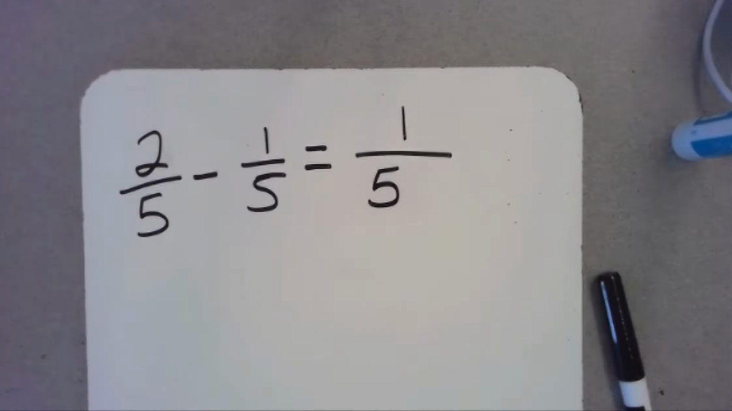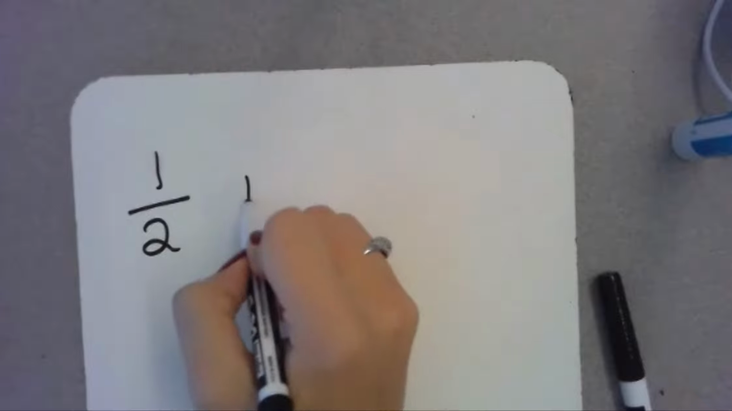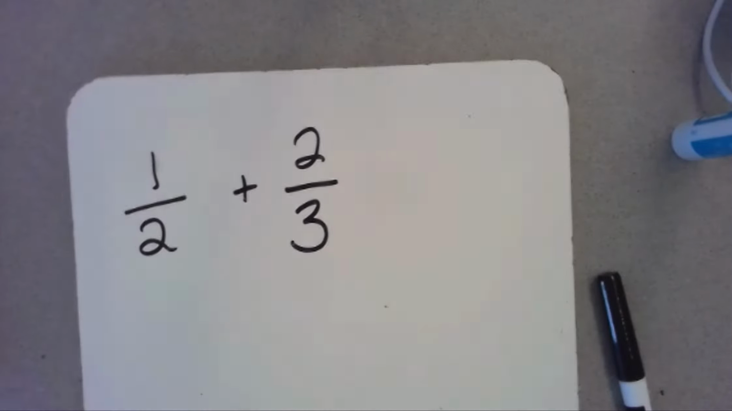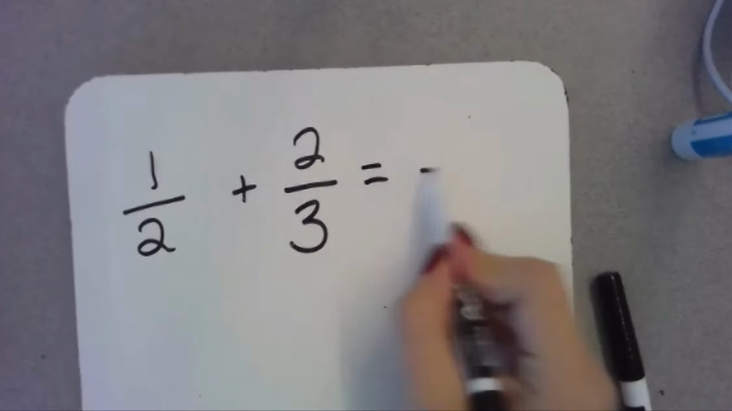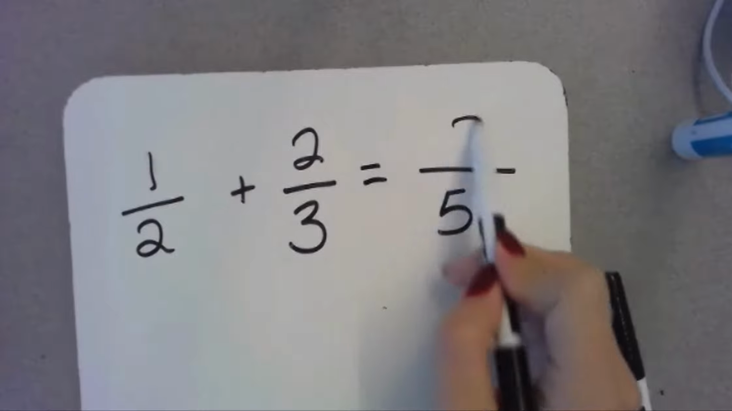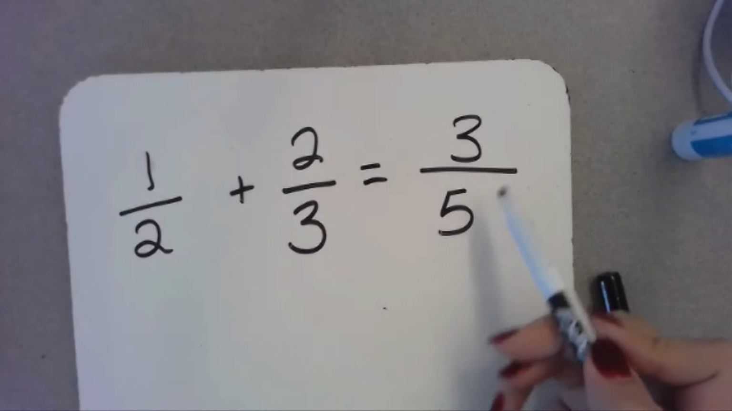Excellent. Now, here's where it gets tricky. What happens when you have 1/2 plus 2/3? Can you just say, oh, okay, all right, 2 plus 3 is 5 and 1 plus 2 is 3? Can you do this? Is this correct?